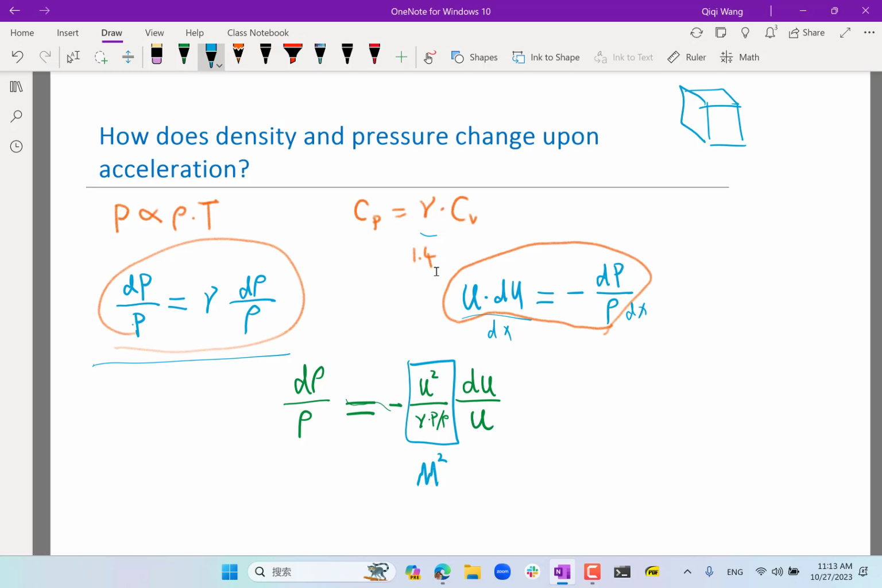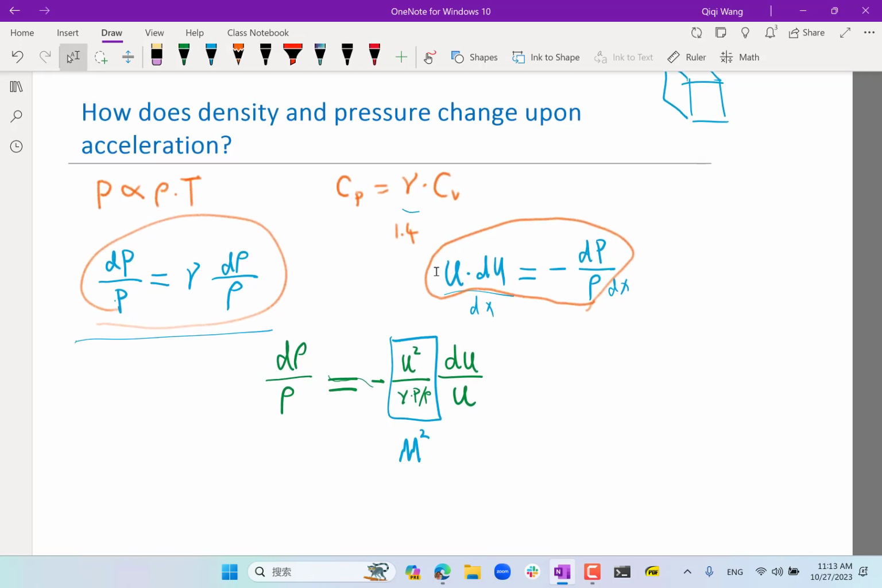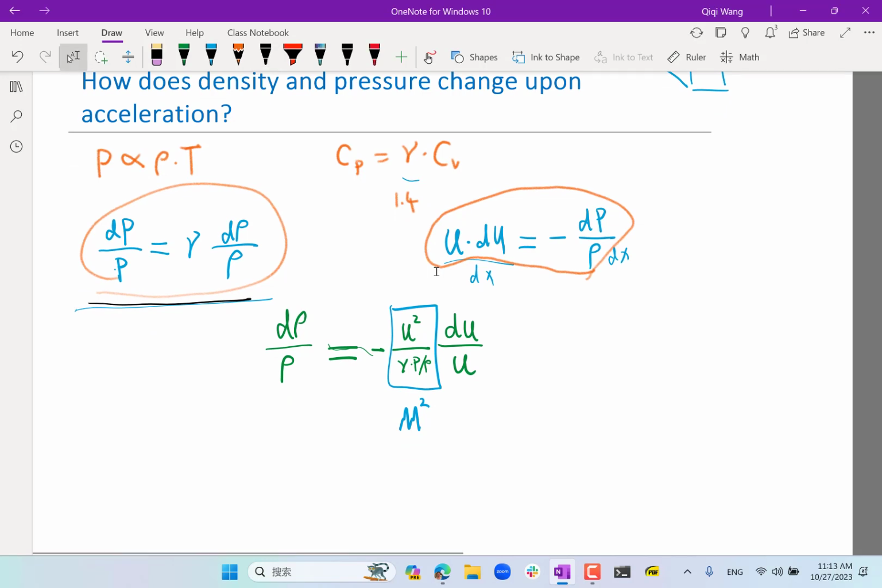So today we're going to start by using what we derived in the last lecture. We already know how density changes upon acceleration. Now let's take a look at how pressure changes upon acceleration. All right. So this is actually simply a combination of the equation we derived and this relationship between fractional change in density and the fractional change in pressure, right? So as a result, we have dp over p is going to be equal to not minus Mach squared, but minus gamma times Mach squared times du over u.